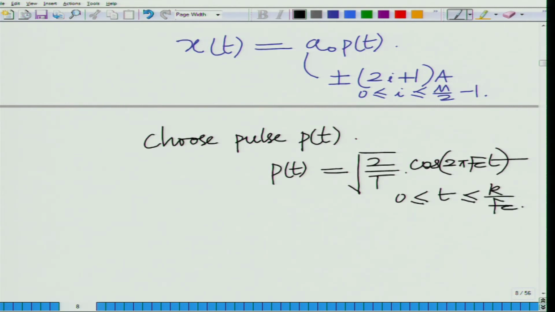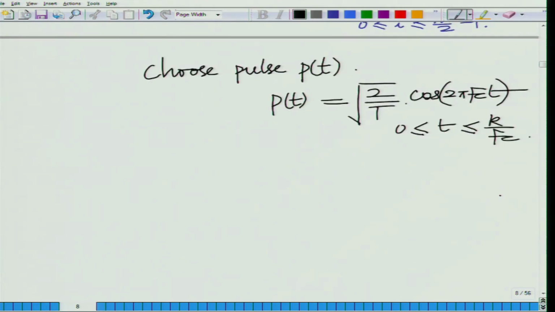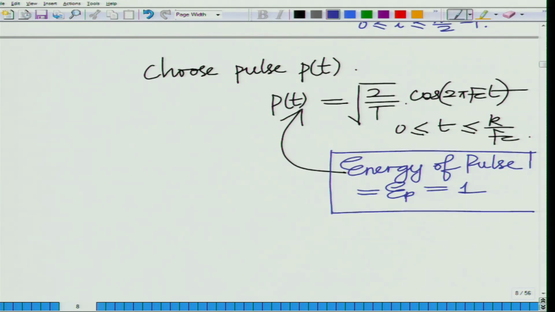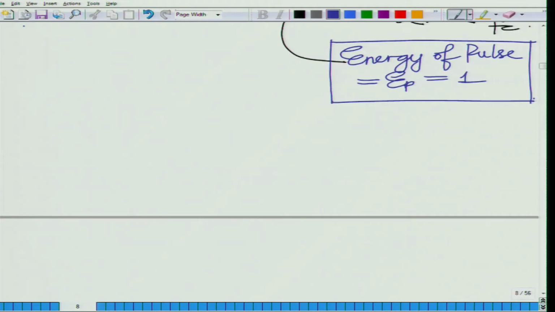In fact, this is for 0 less than or equal to t less than or equal to k over fc, so that it contains an integer number of cycles, and we have seen that when you set the pulse like this, the energy of the pulse Ep equals 1. The energy of the pulse is unity. And obviously, now we have a pulse p(t), therefore, I can use the matched filter receiver, similar to what we have done before.